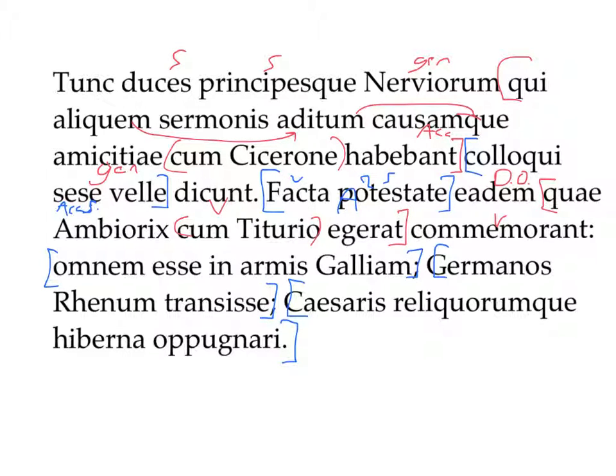these aren't overly complicated infinitives, but it does look like we changed tense as we read through these. So the first one, esse, is in the present tense. We have in the black underline here, transisse in the perfect tense, and we see oppugnari in the present tense again. So we have to keep in mind what's already happened and what is currently happening when Ambiorix, or when the Nervii, are talking to Cicero. Okay, so let's get started with the translation.